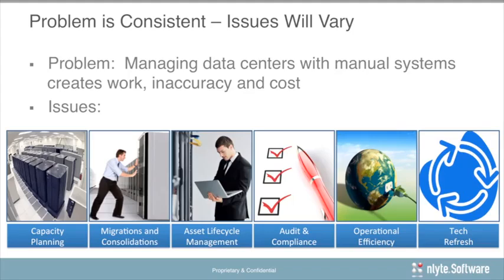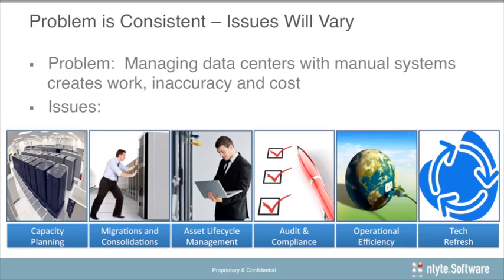So the problem is consistent, but the issue will vary, and this is what is challenging in any given sales cycle, right? The problem is the complexity of the data center and trying to manage that and automate the processes so that a company is consistent, they're optimizing their resources, they're optimizing their people, and they're getting more agile. The problem is consistent, but the issue is going to vary from organization to organization.